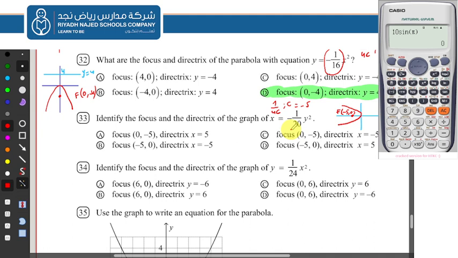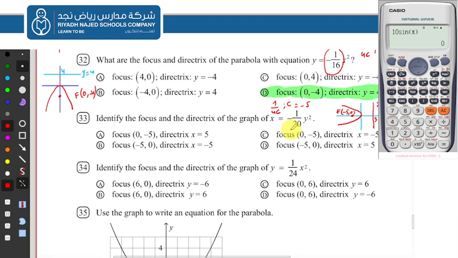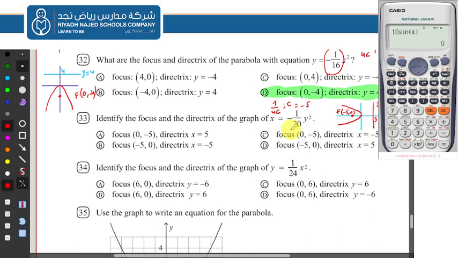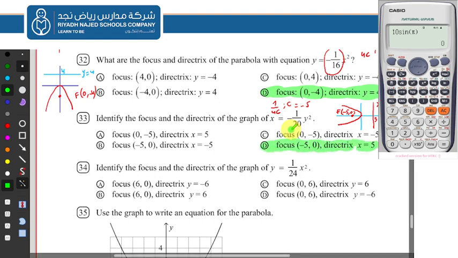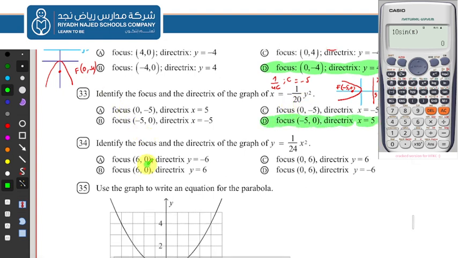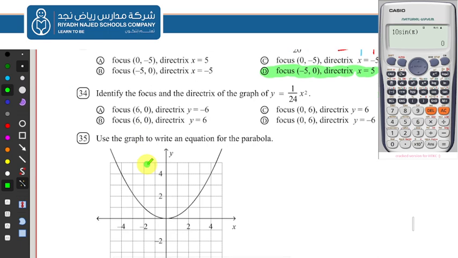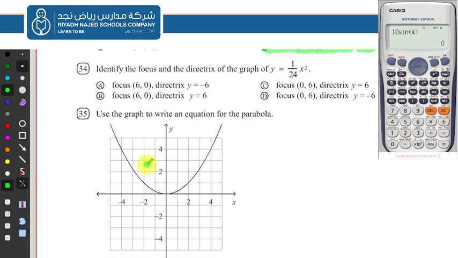And the directrix is on the other side, at the opposite side, the same distance. So this is negative 5, this must be 5, and this intersects the x-axis, so it is x equals 5. Negative 5, 0, and x equals 5 is answer D here.